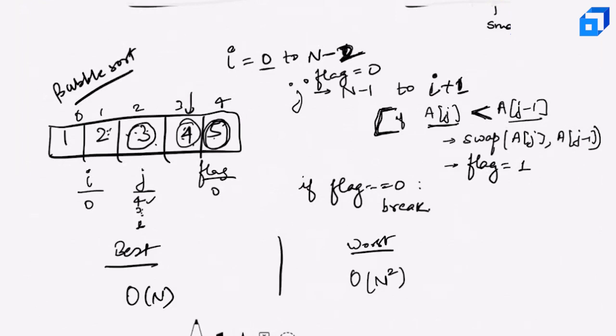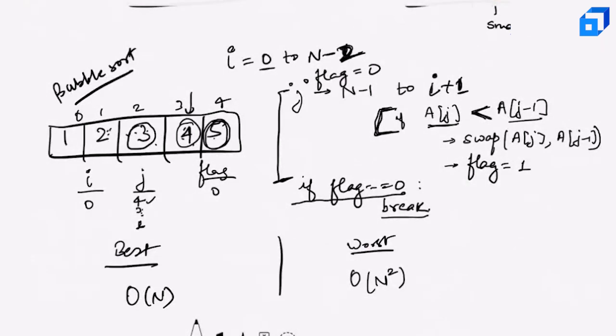So when the J loop finishes, you come to the point where flag is still 0, and therefore you break. So just after the first iteration with I 0, you end up breaking because you figured out there was no swap involved in my array. So my array is already sorted. Why look at things again? So that's why you get the best case as order n. Worst case is obviously n squared.